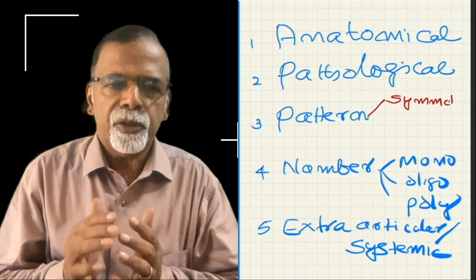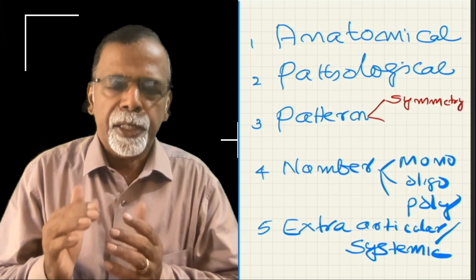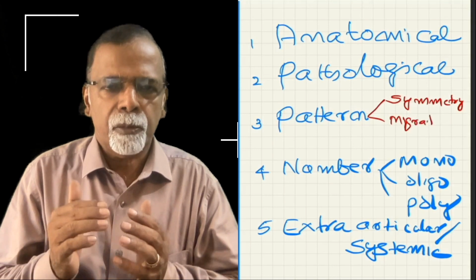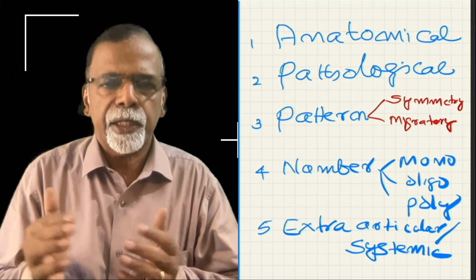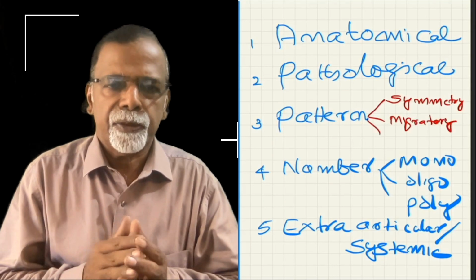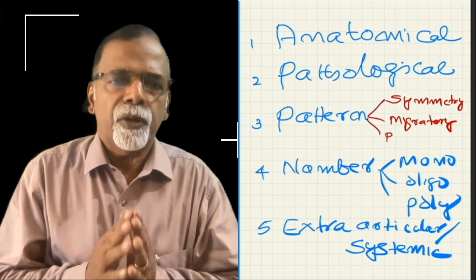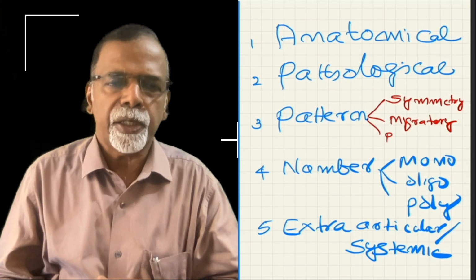Migratory means one joint is affected, and by the time the symptoms are subsiding, the next joint is affected. This is typical of rheumatic fever. Additive can occur in rheumatoid arthritis. And extra-articular symptoms we have already mentioned are very important. So now we go to a case.